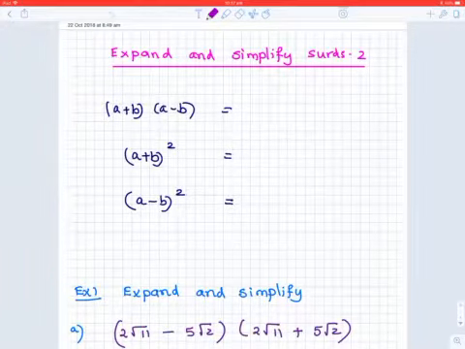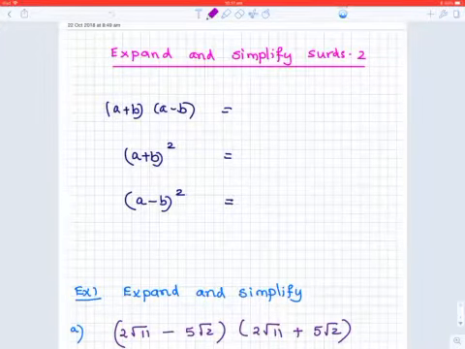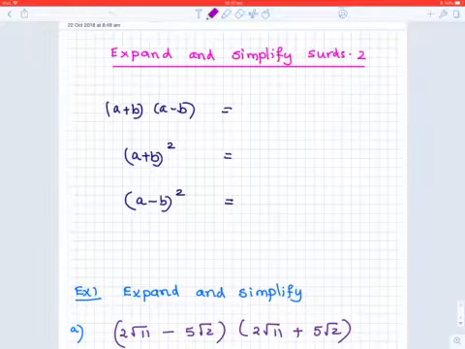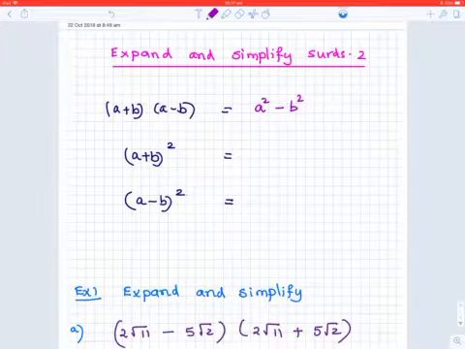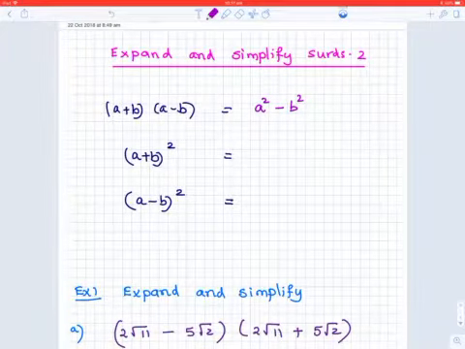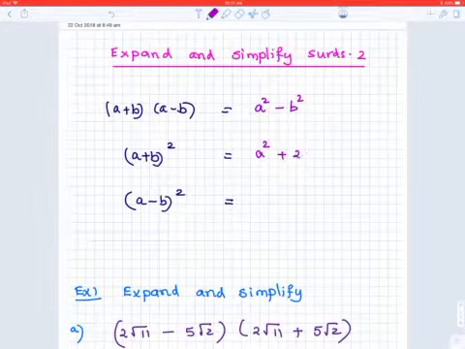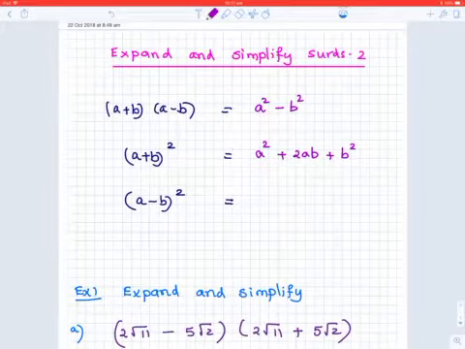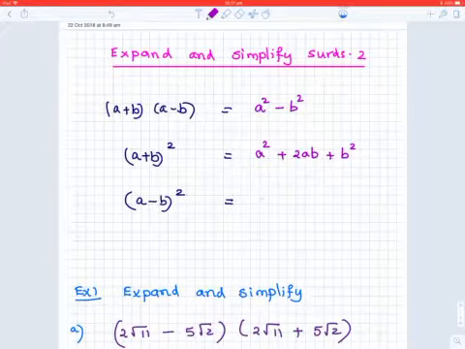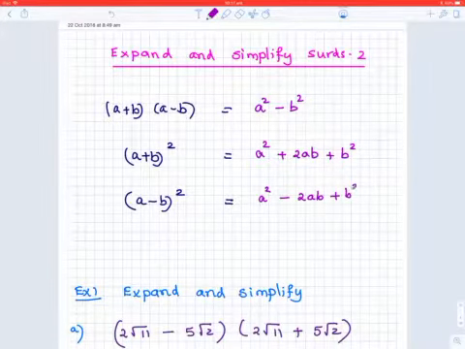Hello and welcome. Today we are going to expand and simplify surds using the following formulas. The first one: (a + b)(a − b) = a² − b². And the second one we may use is (a + b)² = a² + 2ab + b². And the third one is (a − b)² = a² − 2ab + b².